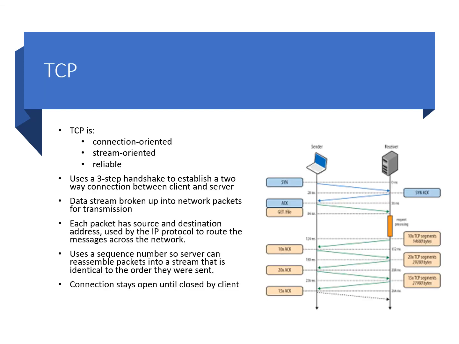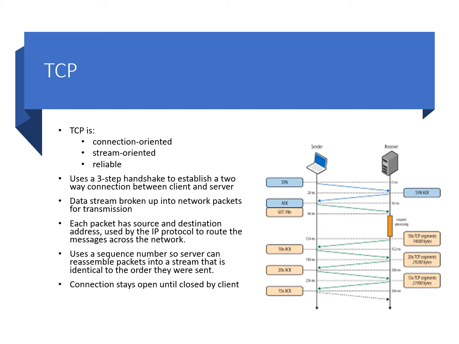The vast majority of traffic on the Internet is sent using TCP. TCP is connection-oriented, stream-oriented, and reliable. Let's explore what these three mean. First, TCP is a connection-oriented protocol.